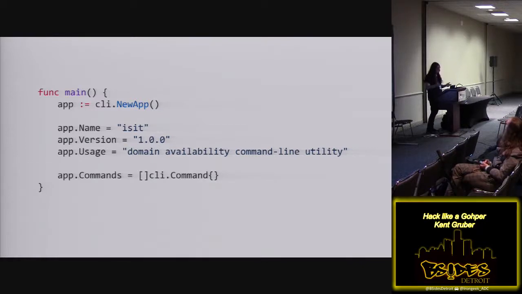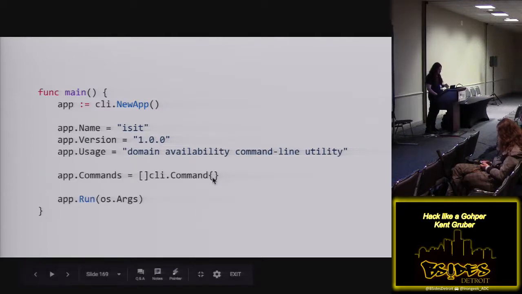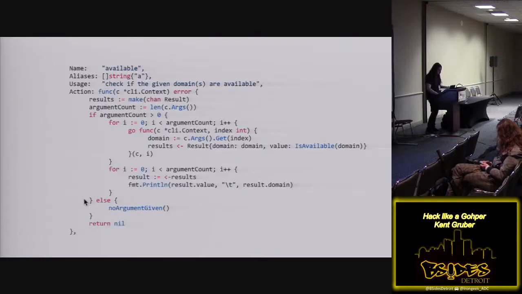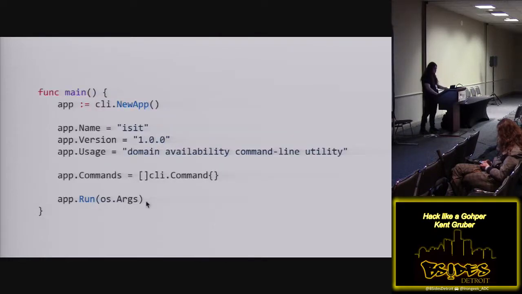This is the kind of DSL that urfave/cli gives me, where I can create a new application, give it a name, give it a version, give it that nice little usage statement, and then it has some commands, because I'm building a command line application after all. This is where I'm going to put all the commands, which I'm going to build out next, right here. Oh, and before I do that, I actually have to run the application, no big deal, with the arguments that are passed in from the command line with os.Args.